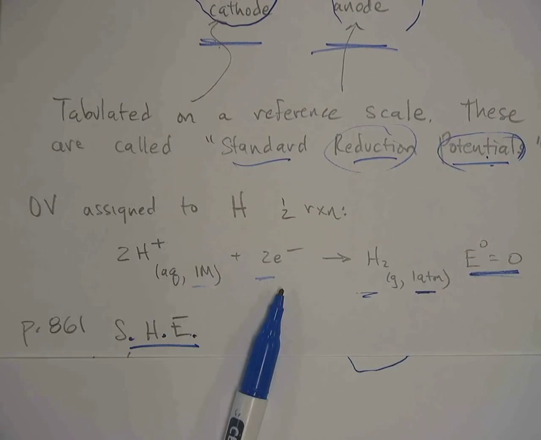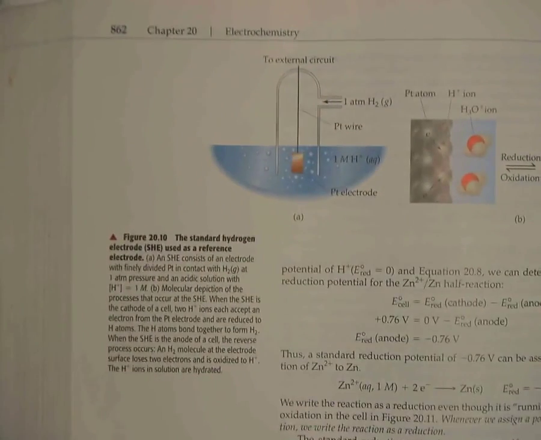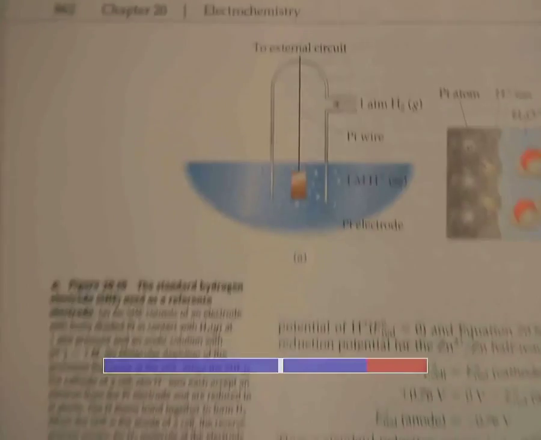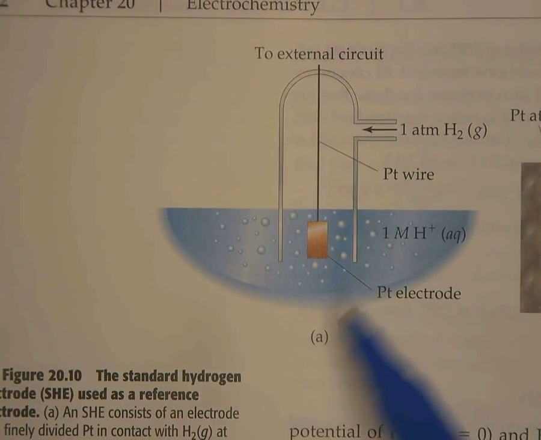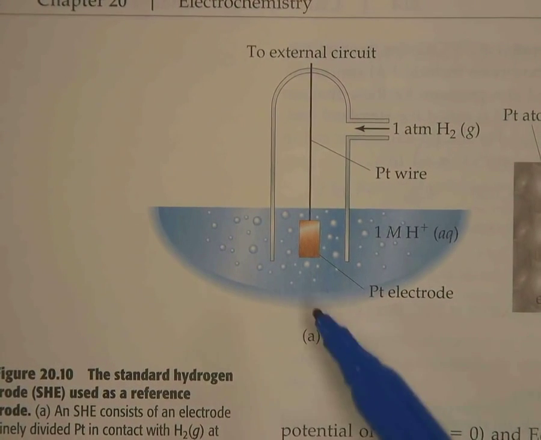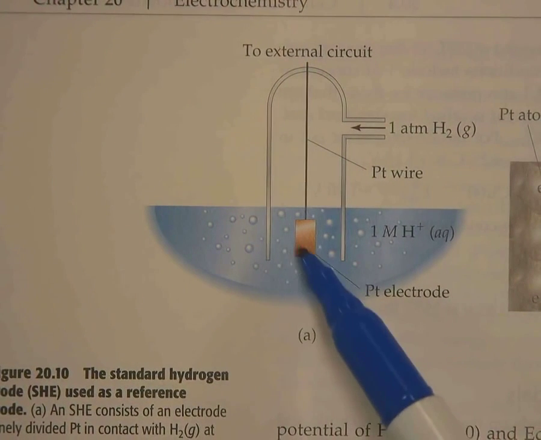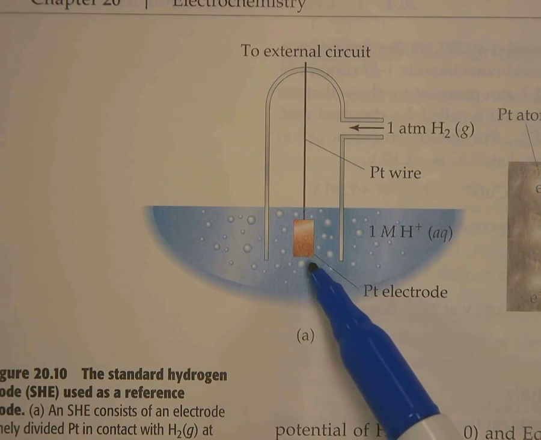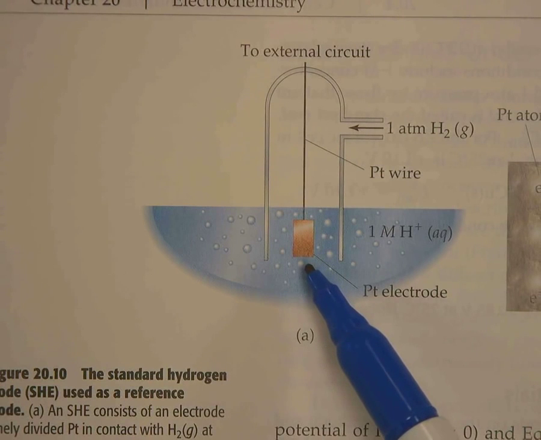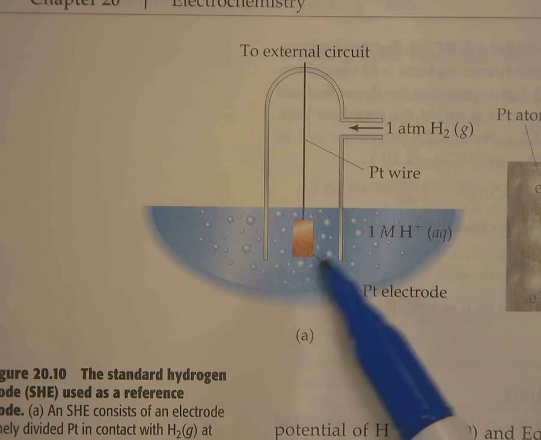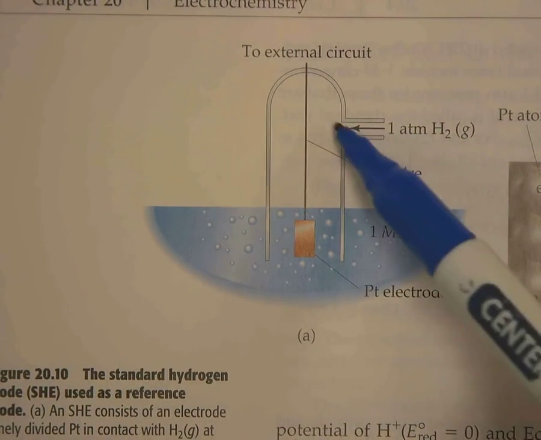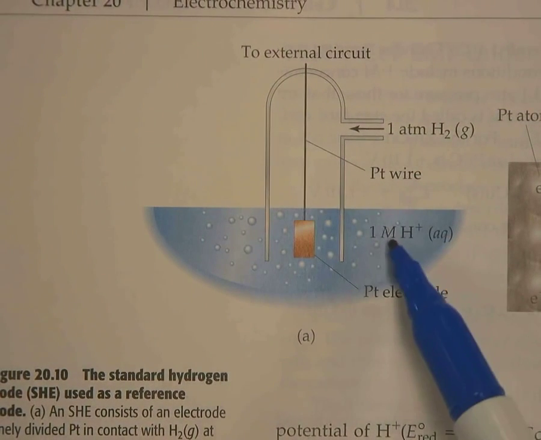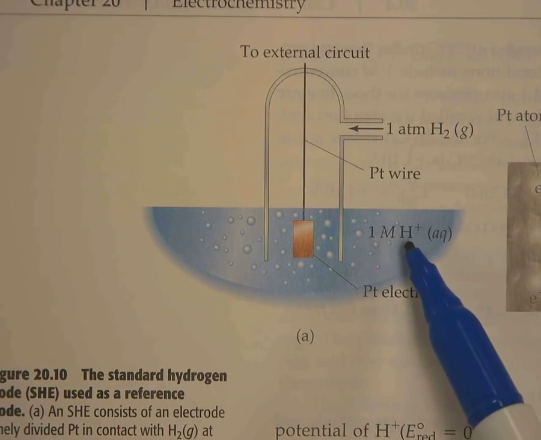Well, what does this thing look like? Look on page 862 of your text. The standard hydrogen electrode actually has a picture right here at the top of the page. I'm going to zoom in on it a little bit. I'll read about it for just a second. Notice that a standard hydrogen electrode consists of finely divided platinum wire in contact with hydrogen gas at 1 atmosphere and an acidic solution with H+ equal to 1 molar. So we've got H2 gas in here, and we've got H+ as a 1 molar solution.